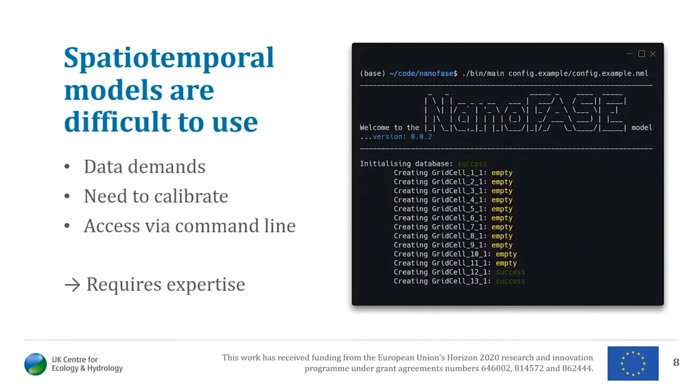So spatiotemporal models like the Nanophase model give us lots of information, but this is at the expense of being fairly difficult to use. Because they're spatial, you need spatial data, you need temporal data, and this means they have high data demands, and often you need to calibrate them, and those calibrating procedures are quite difficult because you're calibrating over space and over time.